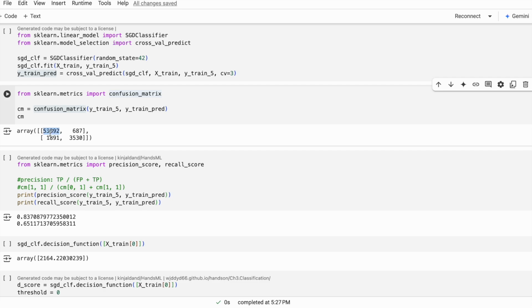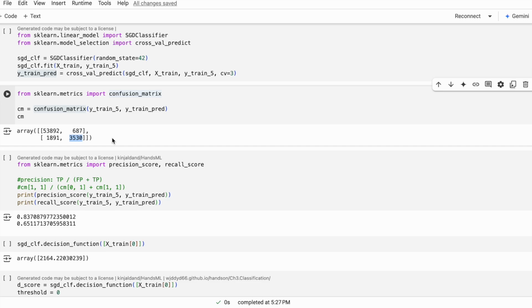53892 means actual non-5s, and the model correctly predicts them as non-5. They are called true negatives. 687 means actual non-5s, but the model predicts them as 5. This is called false positives. 1891 means actual 5s, but the model predicts them as non-5s. This is also called false negatives. 3530 means actual 5s and the model predicts them as 5s. This is called true positives.